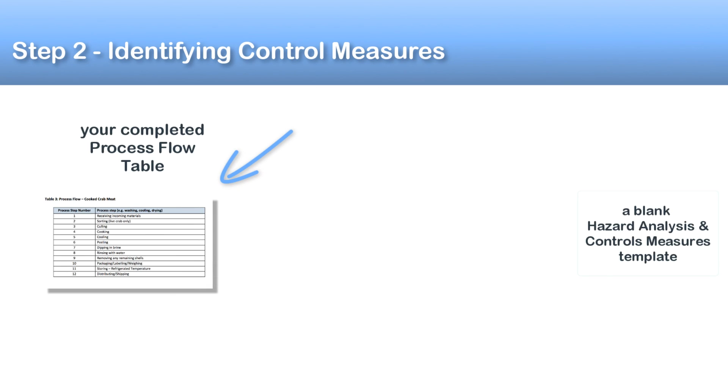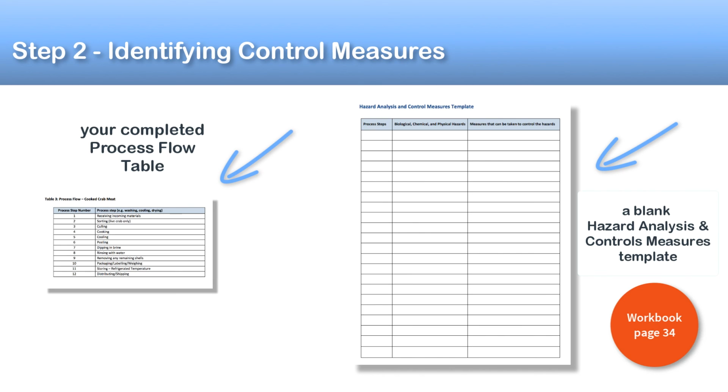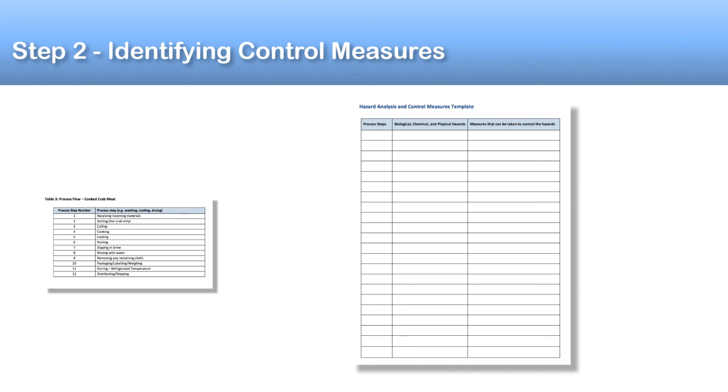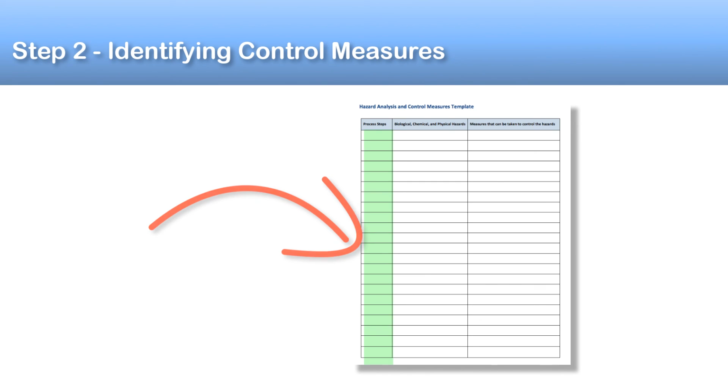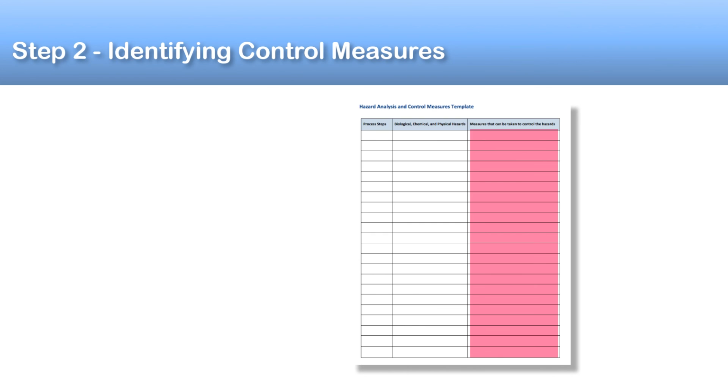To start identifying your hazards and control measures, start with your completed process flow table and get a copy of a blank hazard analysis and control measures table. Using the information from your process flow, start transferring the steps to the first column. Then identify the hazards in the second column. This will include analysis of your ingredient hazards at the receiving stage. Then list how you're going to control those hazards in the third column.